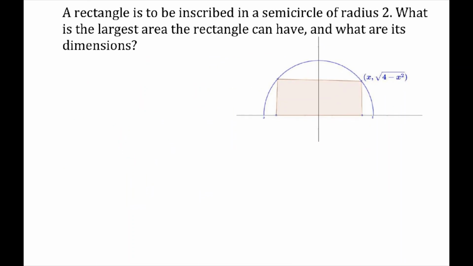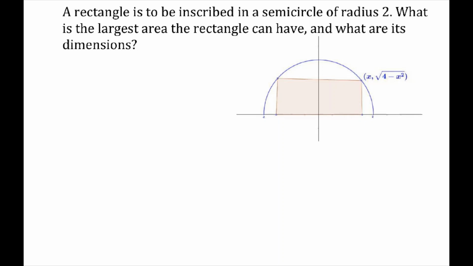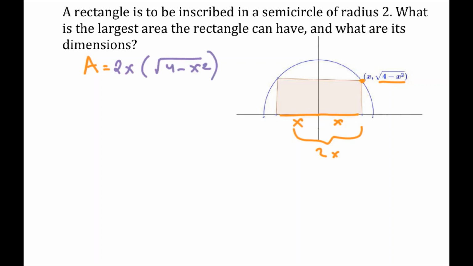Now let's look at this question here. Again, same thing, but this time the curve is basically a semicircle. So we need to find the area, which is length times width. If this is x and the square root of 4 minus x squared, this is x, and this is going to be x, so in total 2x multiplied by the square root of 4 minus x squared. Now you don't need the brackets actually.